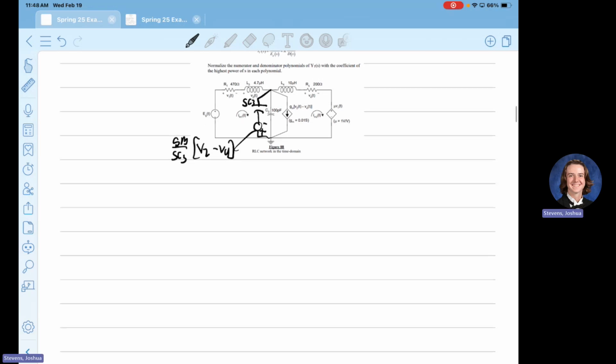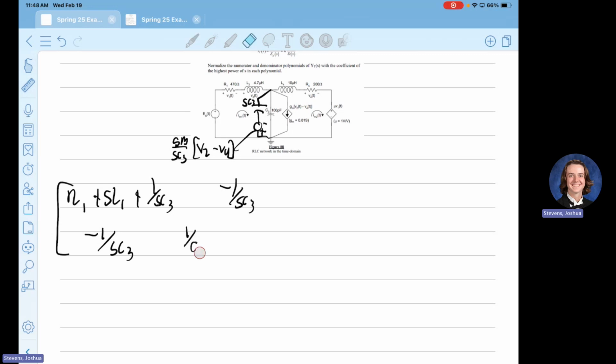All right. So like we said, mesh. The elements in mesh 1 are R1 plus SL1 plus 1 over SC3. We agree? Okay. What's being shared between 1 and 2? Yep. So that just becomes -1 over SC3. All right. And the things in the second mesh are 1 over SC3 plus SL4 plus R5.